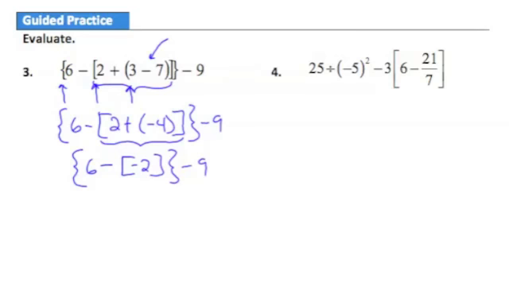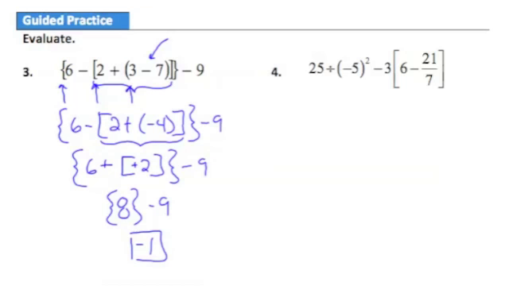Now we have 6 minus a negative 2. That's a double negative situation, so let's change that to plus a positive. So 6 plus positive 2 is 8. And I have 8 minus 9, which is, or 8 plus a negative 9, which would give me a negative 1 for my final answer.